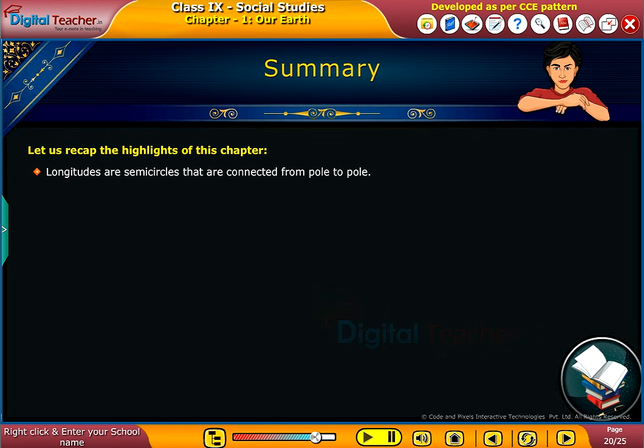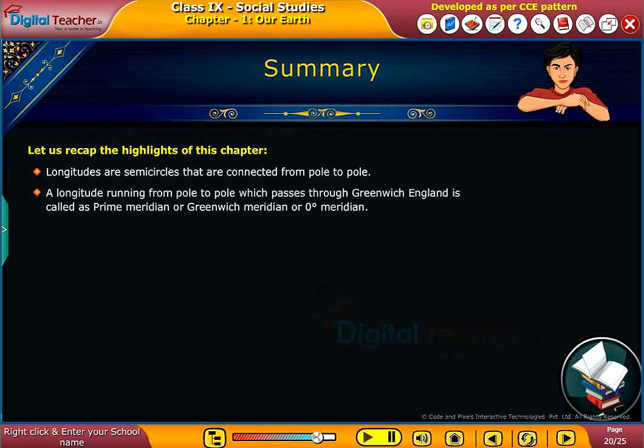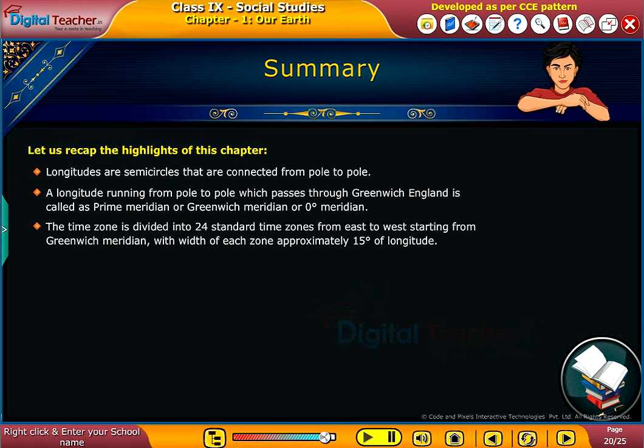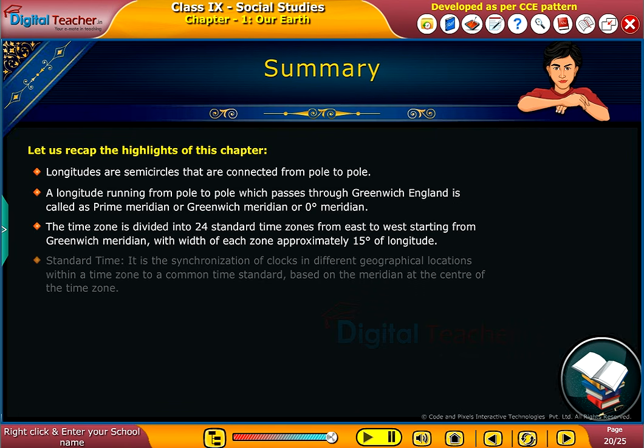Longitudes are semicircles that are connected from pole to pole. A longitude running from pole to pole, which passes through Greenwich, England, is called prime meridian or Greenwich meridian or 0 degrees meridian. The time zone is divided into 24 standard time zones from east to west, starting from Greenwich meridian, with width of each zone approximately 15 degrees of longitude.